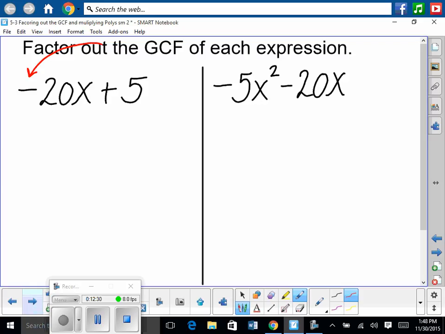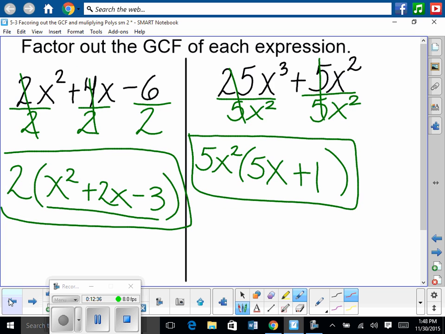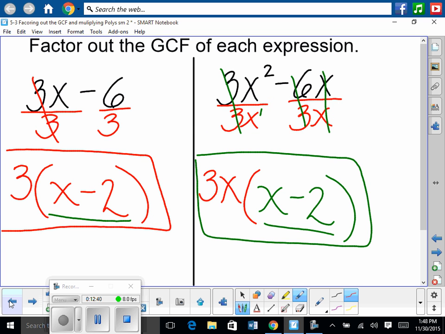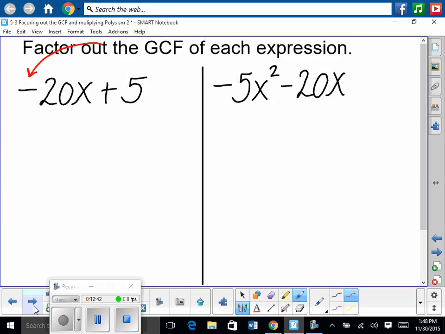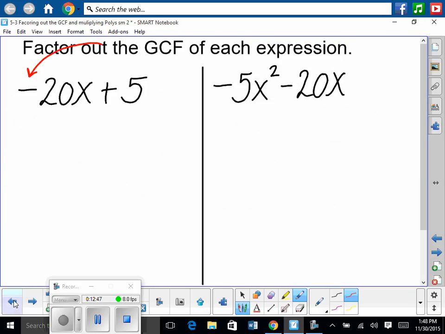Yes. Now anytime you have a negative in the front, and notice before, we didn't have a negative in front. But if you do have a negative in front, you need to factor out the negative with your factor. So you said there's a 5 in common. Because of the negative in front, we're going to factor out negative 5.